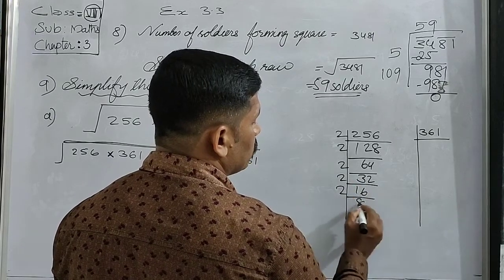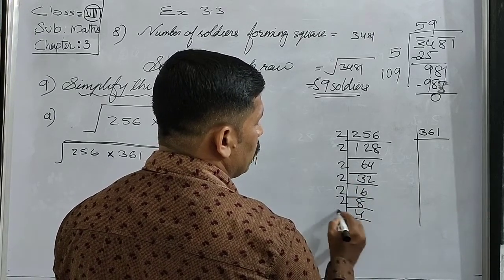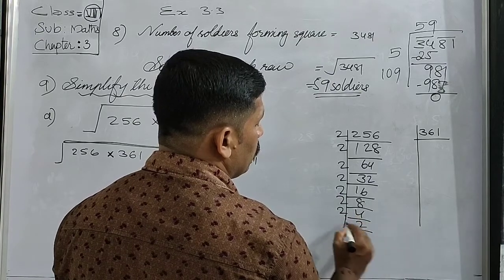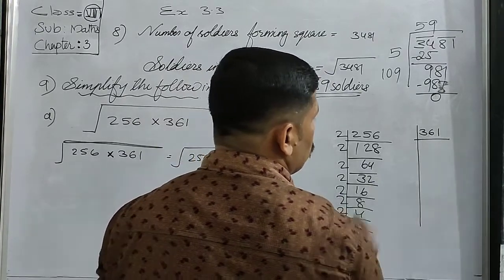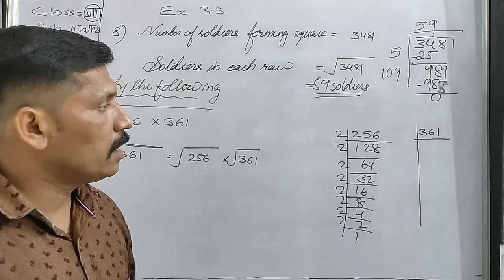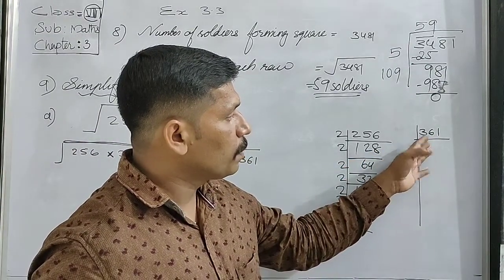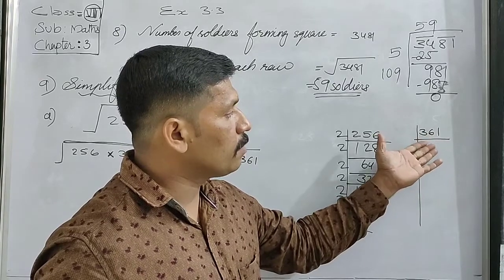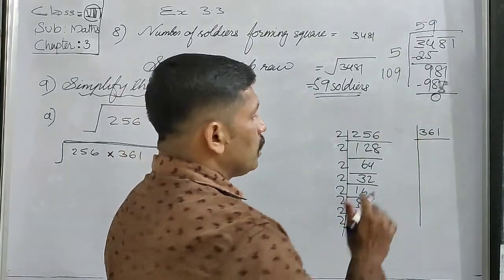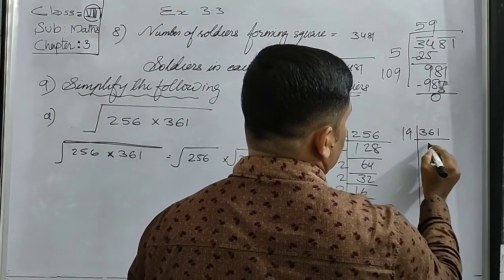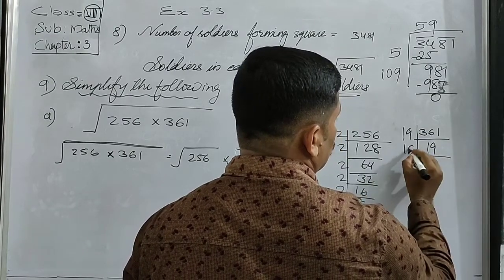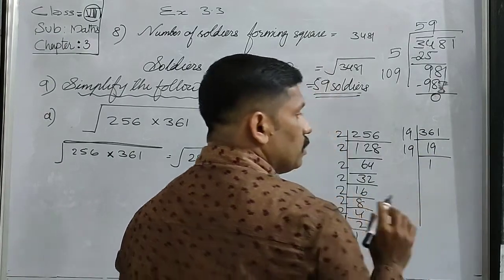Again by 2, 8, again by 2, 4, again by 2, 2, and again by 2, 1. And here 361 cannot be divided by 2, and cannot be divided by 3, and cannot be divided by 5 and 7. It is not possible. It is a prime number. So 19 into 19. 19 into 19 is equal to 361. In another table it will not come.